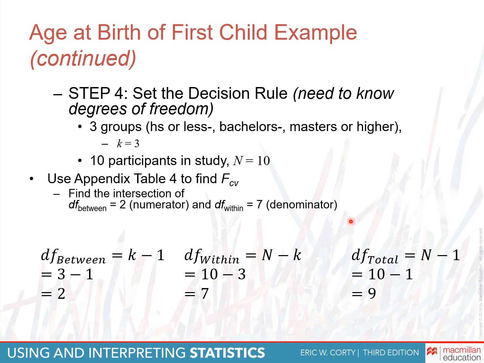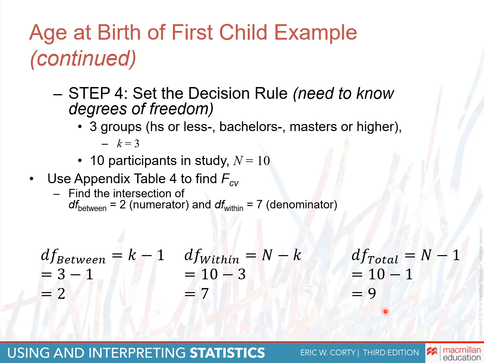And then finally, our total degrees of freedom is going to be equal to n minus 1, where again, n is the number of participants in our study. Here it's 10, minus 1, which is going to be equal to 9. So between subjects degrees of freedom is 2, within subjects degrees of freedom is 7, and then the total degrees of freedom is 9. And so we can use these values to figure out the critical value of F.